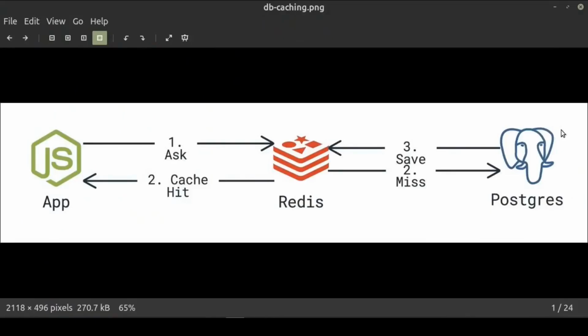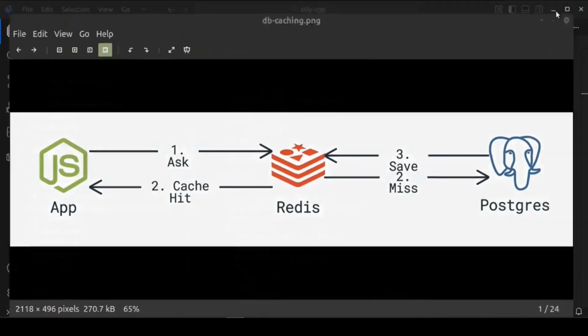Okay, now let's take a look at our infrastructure. We are already aware that we have got an Express app, a Redis server to cache the frequently used data, and a Postgres database. Let's take a look at the Docker Compose file which is behind it.